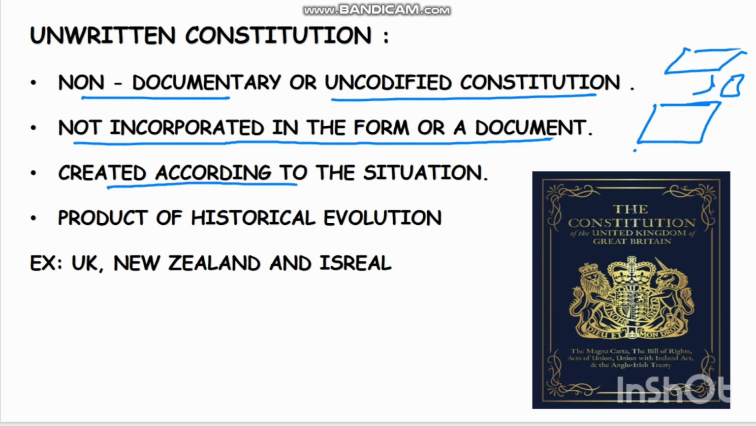It is created according to the situation. So if there is any emergency, then a law is made regarding that, and they do not take from previous books. It is a product of historical evolution. This unwritten constitution has been followed from the king's time in countries like the UK, New Zealand, and Israel.